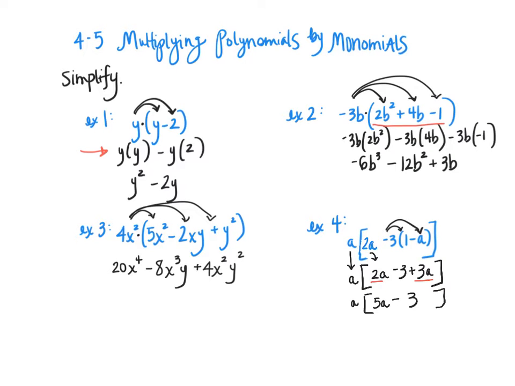I can't go any further, but I need to bring that a down in front, and so now I have a times that whole binomial. So I'm going to distribute that a, and that gives me 5a to the second minus 3a.